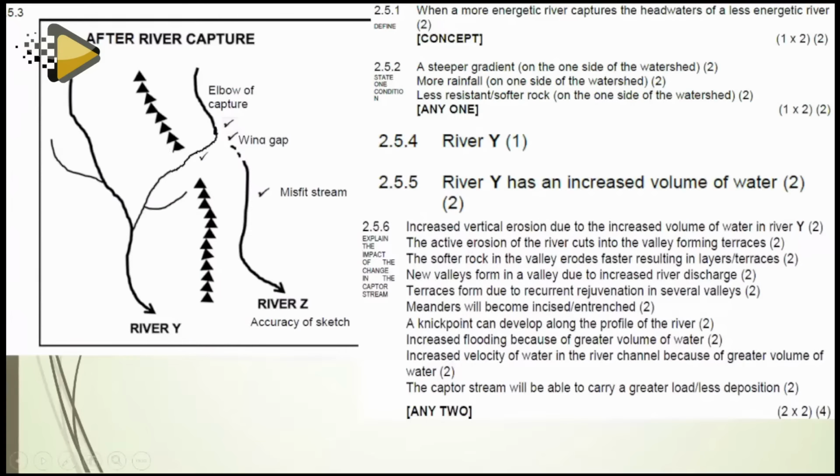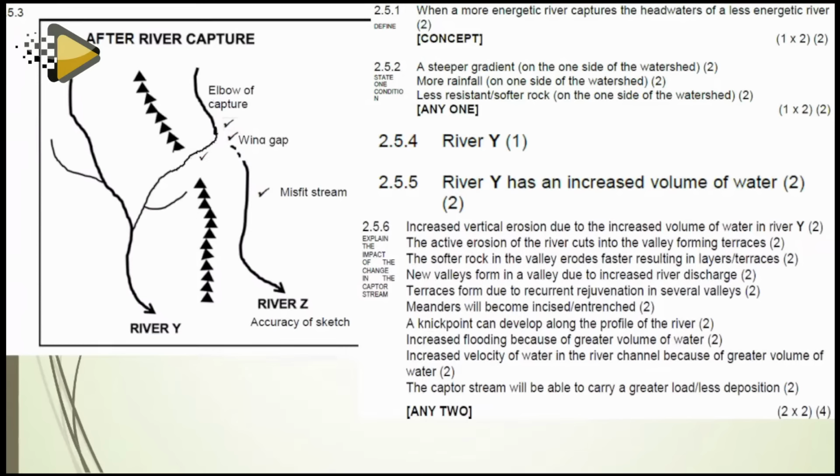Now, let's see what has happened. In the next step, headward erosion continued to take place. After headward erosion took place, the stream that is on a lower lying area, but on a steeper gradient, managed to capture the stream that was flowing on a higher lying area, but on a gentle gradient. So this is what has happened.